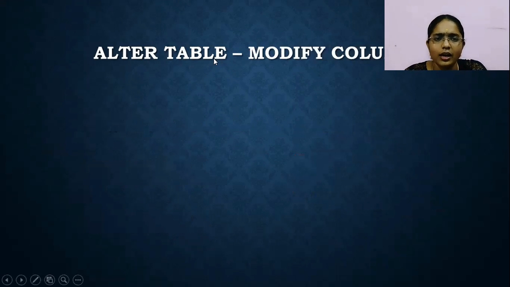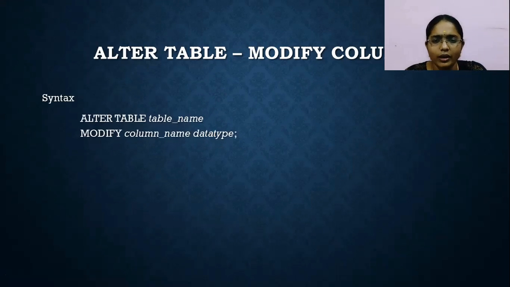And next is alter table, modify columns. So previously we have seen how to alter the structure of a table, and later on we have seen how to add the constraint to the table. And now we are going to see, already the table column has been created, we are supposed to modify the column features. In those cases, I can make use of this command: alter table, modify column name followed by the data type.